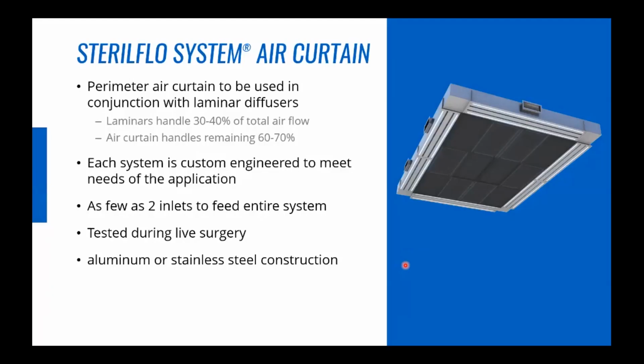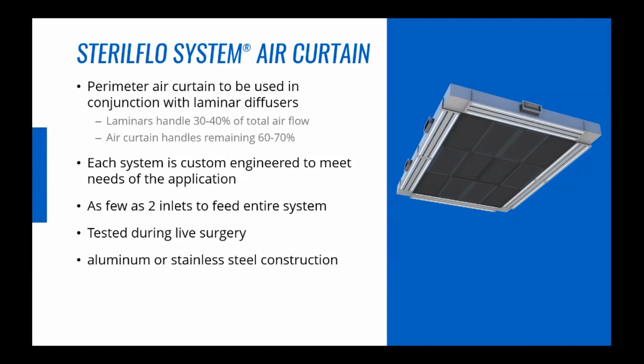As far as sizing the laminar array, the laminar array should provide about 30 to 40% of the total airflow into that space. The SteriFlow air curtain will then take up that remaining 60 to 70% of the total airflow. It's important to maintain those air balance relationships to ensure both the air curtain and laminar are acting the way they should. Each system is custom engineered to meet the needs of the application.